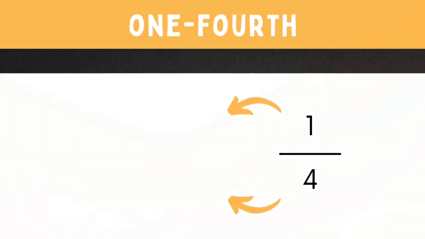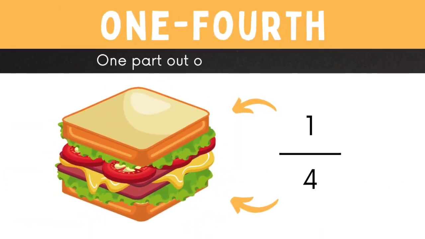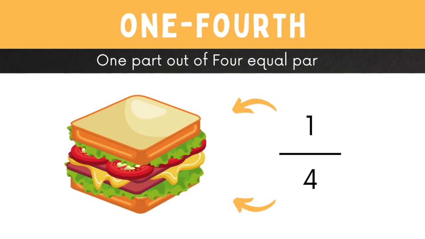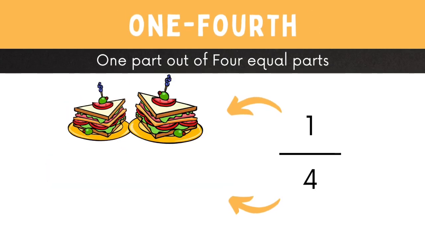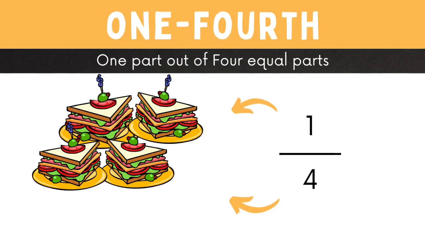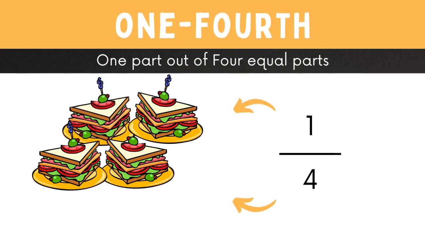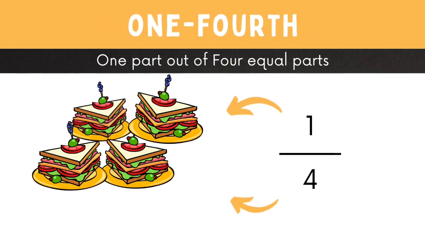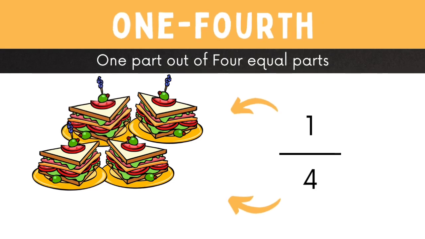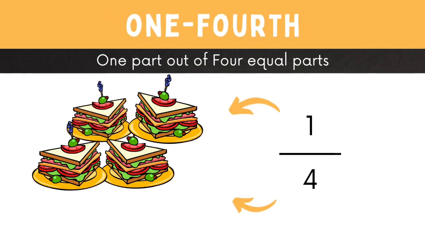1/4, or a quarter, is written as 1/4. This means 1 part out of 4 equal parts. Imagine cutting a sandwich into 4 pieces. If you take 1 piece, that's 1/4 of the sandwich. Fractions are everywhere. You can use fractions to share things equally, like slices of pizza or pieces of cake. Fractions help us divide things into fair parts.